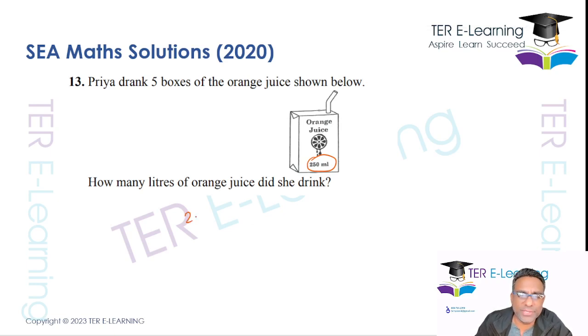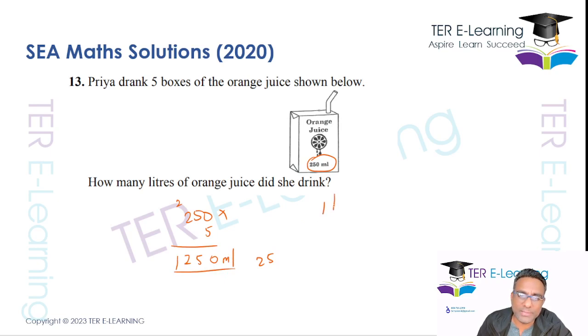Right, so it's really 250 multiplied by 5, right? So 0 by 5 is 0, 5 5s are 25. So you put a 5 here, and you put a 2 here, 2 5s are 10, and 2 is 12, right? So that's 1250 milliliters.